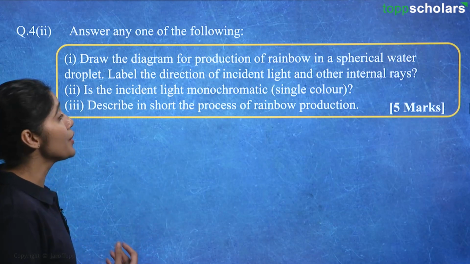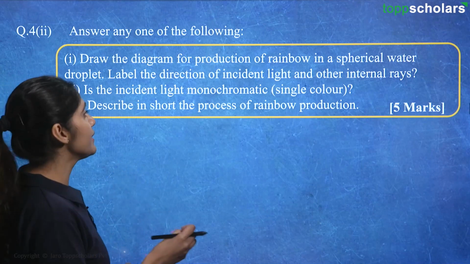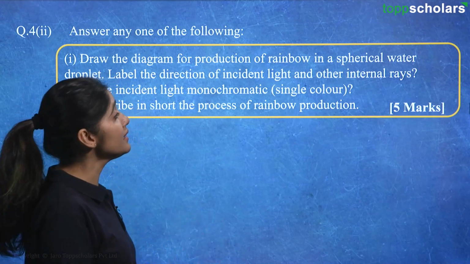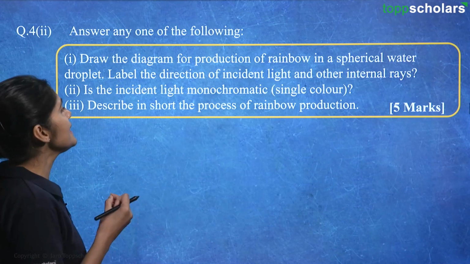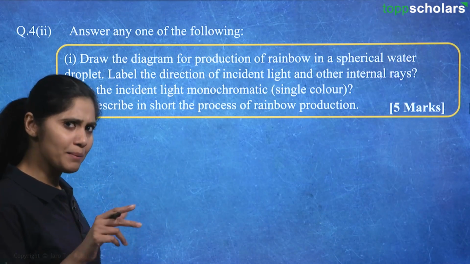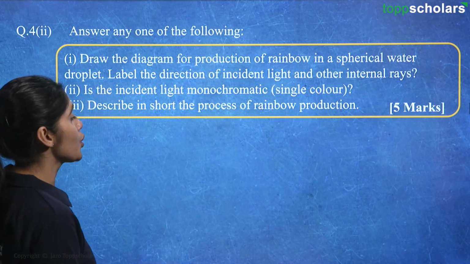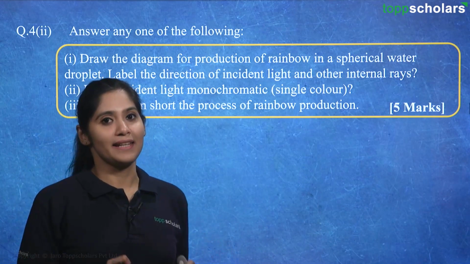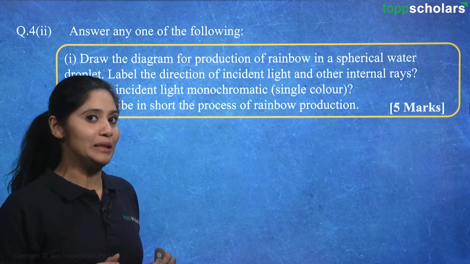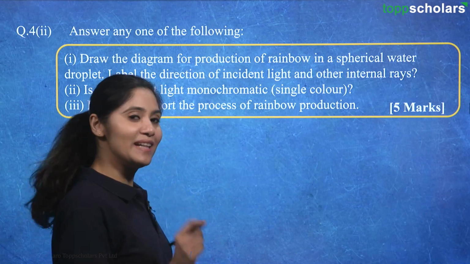Draw the diagram for production of rainbow in a spherical water droplet. Label the direction of incident light and other internal rays. And then the second part of the question: is the incident light monochromatic? That means, is it of a single color? And describe in short the process of rainbow production. So basically, after answering this question, you will be able to tell how rainbows are formed. Isn't that interesting? So let's see the solution for it.